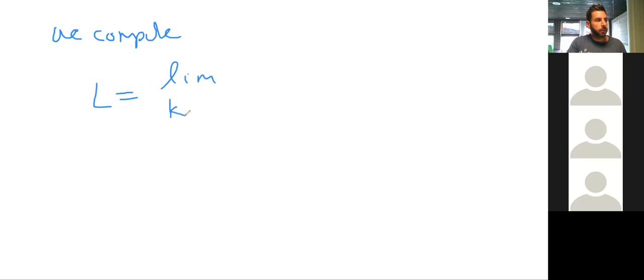So we compute L, the following limit. So take the limit as k goes to infinity. So we need our a sub k over b sub k. So what's our a sub k? It's log k over k squared. And what's our b sub k? It's 1 over k to the 3/2.